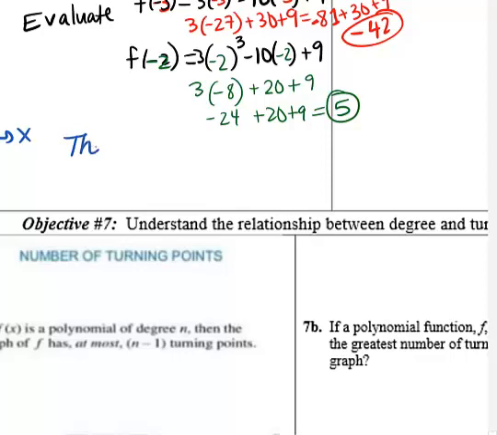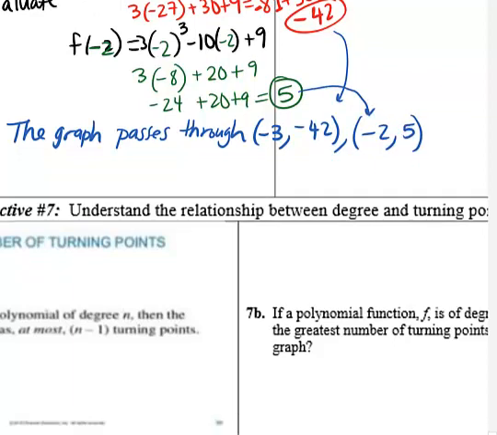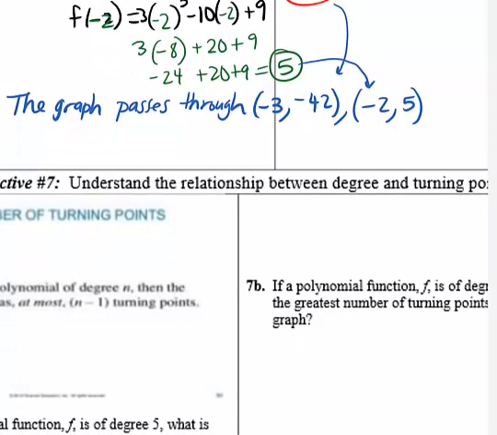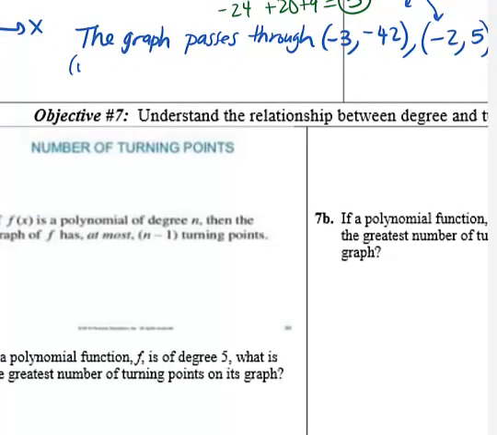That means the graph passes through the points, okay. We just found that the x value of -3 corresponds to a y value of -42. And the other point we found, the x value of -2, corresponds to a y value of 5. So notice that one of those is above the x-axis and one is below the x-axis. You don't have to write that down, but it may help when you look back later. One above the x-axis, one below.